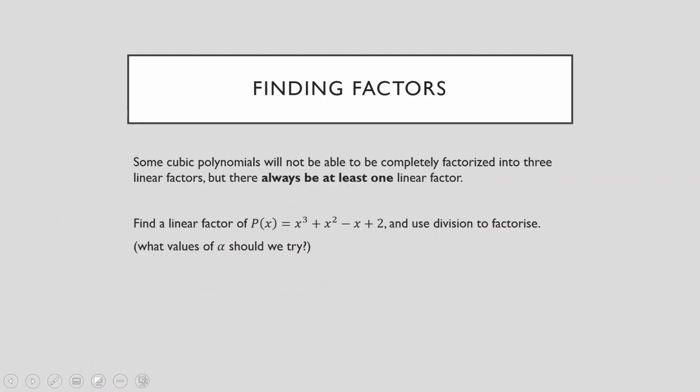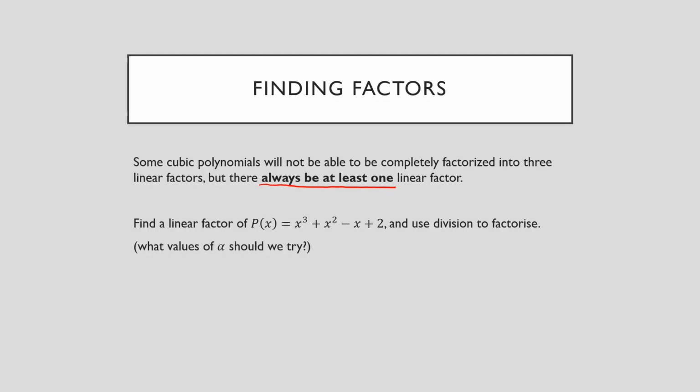Cool. Now, in the last two examples, we've seen that we can factorize those particular cubics into 3 linear factors corresponding to 3 x-intercepts for a cubic graph. But that's not always the case. Okay, you won't be able to factorize it into 3 linear factors all the time. However, there will always be at least one linear factor if your cubic has nice integer coefficients. So you'll always be able to find a linear factor.